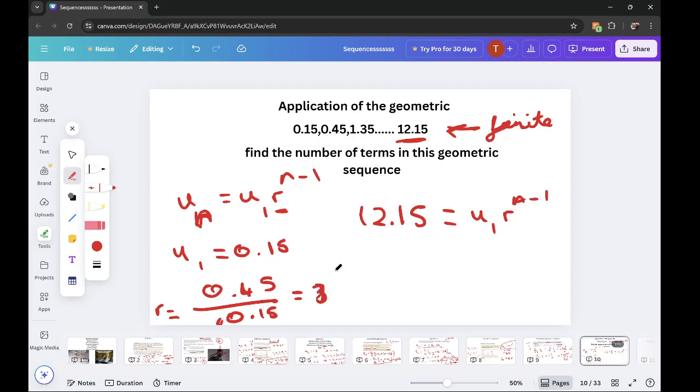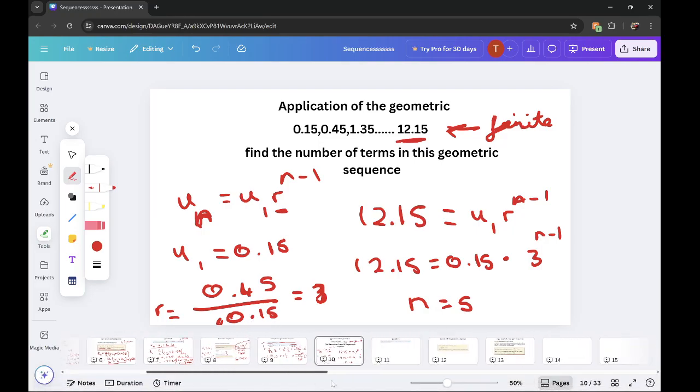So now you replace u1 and r with what you know. We know that u1 is equal to 0.15. So we plug in 0.15 times r, which is 3, 3 to the power of n minus 1. Now, if you use your calculators, you can try to figure out what n is. Once you use your calculators, as I am right now, you should get n is equal to 5. The final thing you'll get is 81 is equal to 3 to the power of n minus 1, and then you can just solve from there using the calculator.